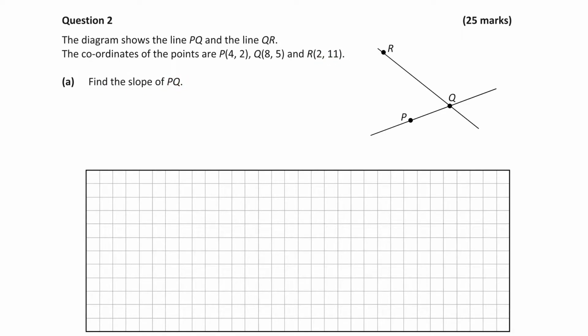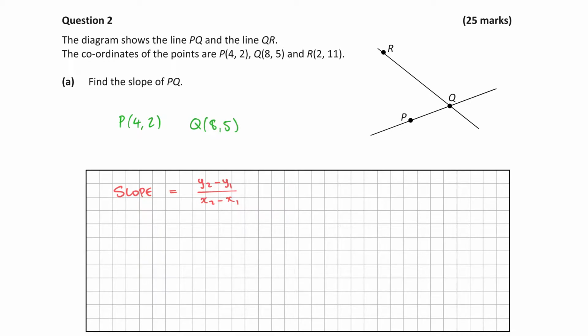Okay, so we're looking for the slope, so we're going to have to use the slope formula, which is equal to y2 minus y1 all over x2 minus x1. You can see there we've got two coordinates. We've got an x1 and a y1, and we have an x2 and a y2. So we need to be able to find them. P is 4 and 2, and Q is 8 and 5.